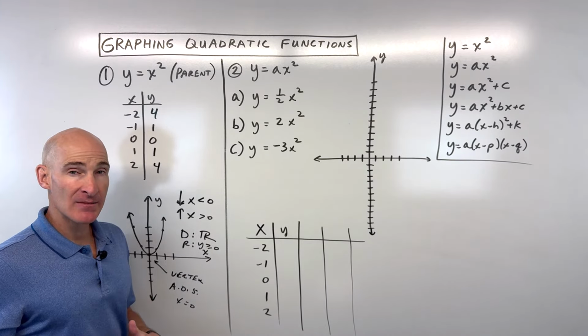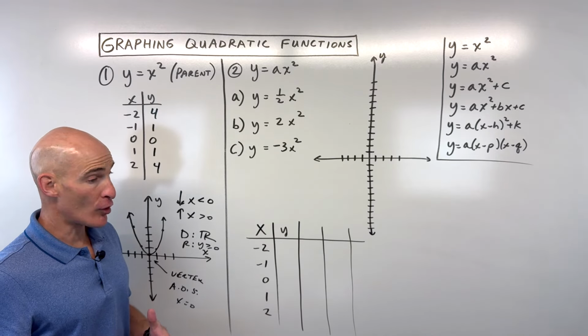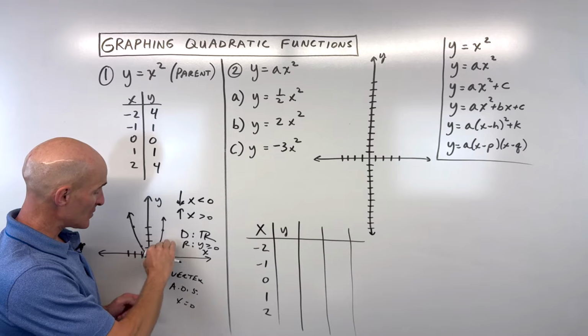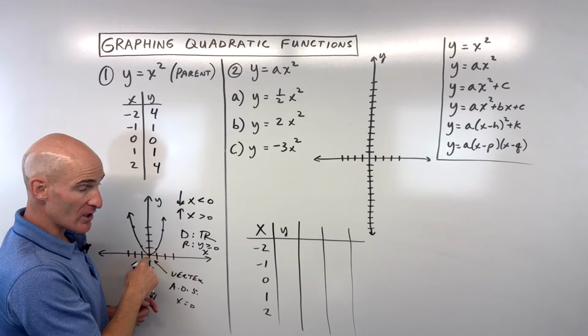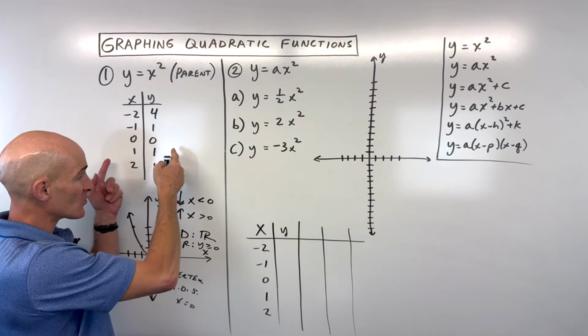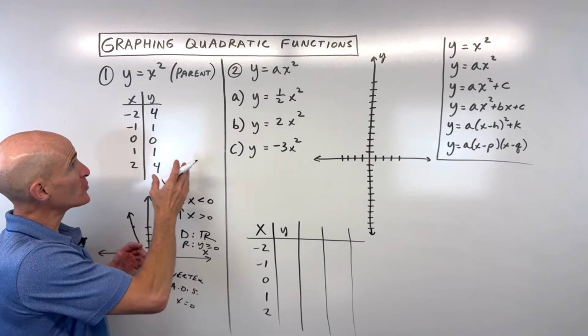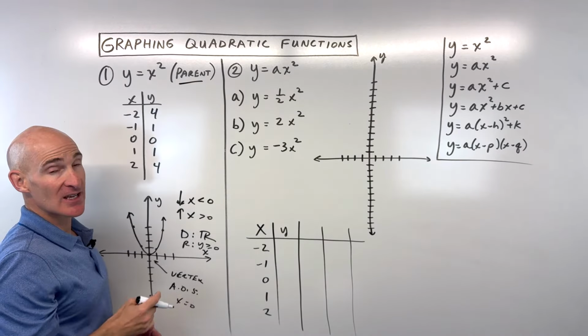And they'll also oftentimes ask you, does the graph have a maximum or a minimum? Now, this graph has a minimum, and that minimum value would be 0. That's how low it goes. That's the y-coordinate. It doesn't have a maximum because the graph keeps going up forever and ever towards infinity. So this is what's referred to as our parent function, y equals x squared.